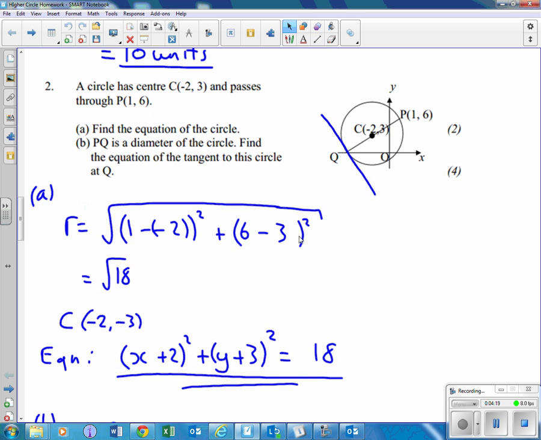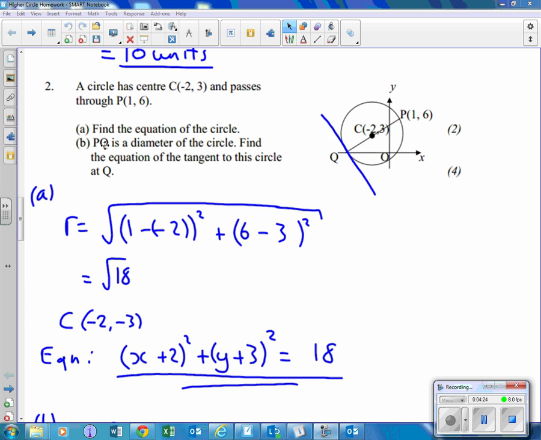Question number 2. The circle has centre negative 2, 3 and passes through 1, 6. Find the equation of the circle. Now we do know that x minus a all squared plus y minus b all squared equals r squared. So we've got our a and b, it's the centre of the circle. We just need to work out r. So r is the distance from C to P. So again, distance formula: x2 minus x1 all squared plus y2 minus y1 all squared. So the radius is the square root of 18. Centre is negative 2, negative 3.